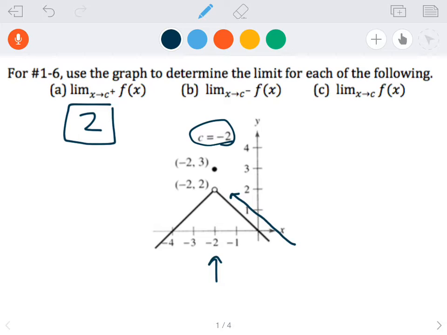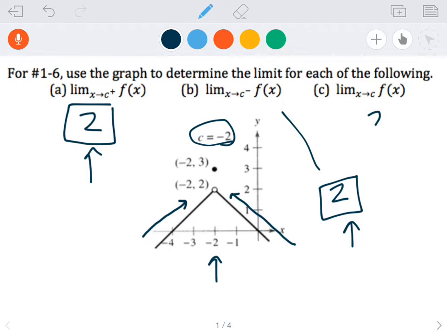Going on to part B, the limit as x approaches c from the left. So if I follow this function from the left, when I get to c value of -2, the y value that I get to is also 2. And then it says the limit as x approaches c of f of x, I match my limit from the left and the right, and so this limit is also 2.